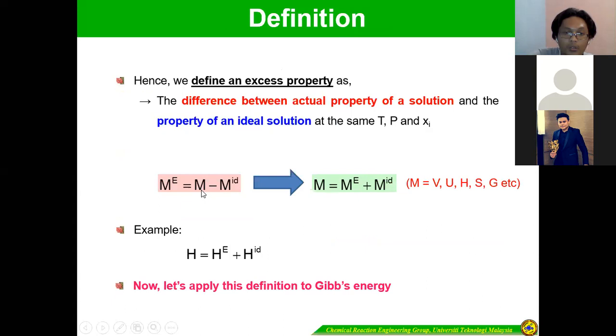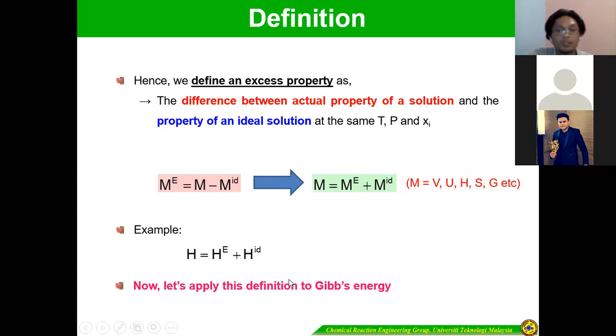So M^E equals M minus M^ID. Similarly, if you remember for the residual, M^R equals M minus M^IG, which is for the gas mixture. The excess is only applicable for the solution. If you rearrange, for the real non-ideal solution, M equals M^E plus M^ID, so you can get the real solution. For example, for the enthalpy, H equals H^E plus H^ID.